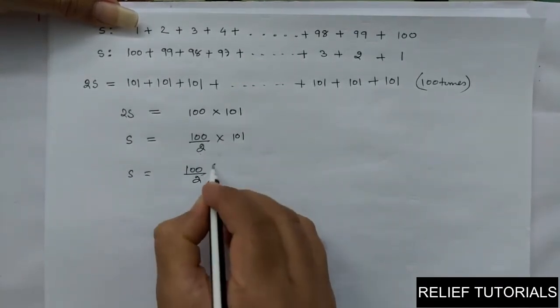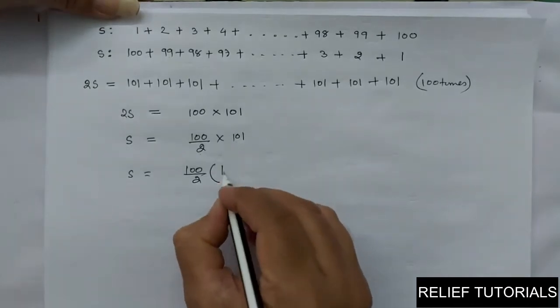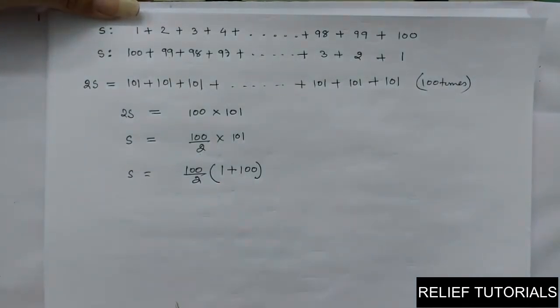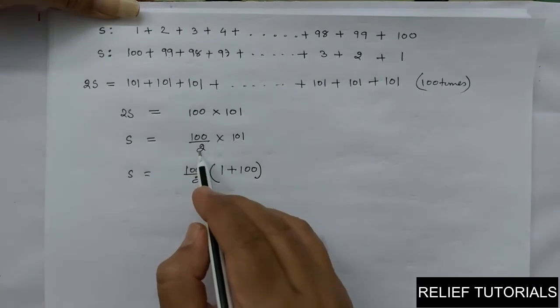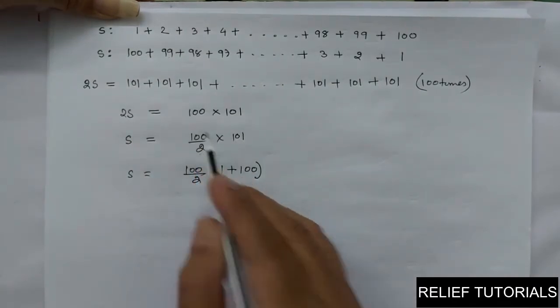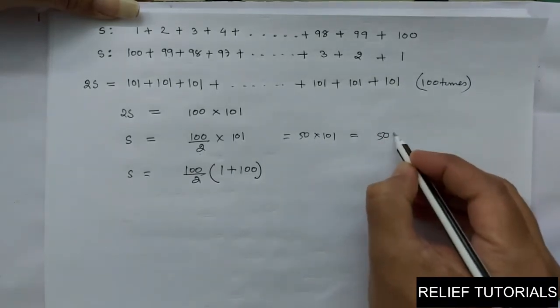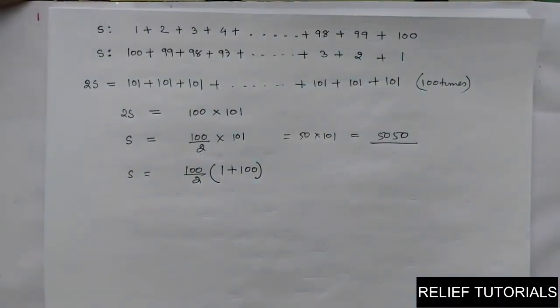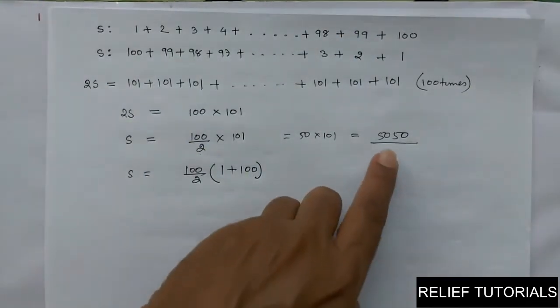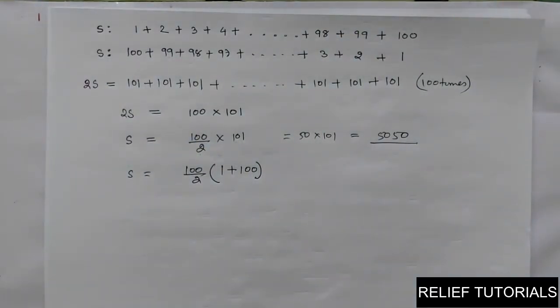Again I can write this way: 100 upon 2, and 101 I can write as 1 plus 100. Here we will get the answer 100 upon 2 into 101, 2 1s are 50s. So that is equal to 50 into 101. 50 into 101 means 5050. This is the total. Sum of these 100 natural numbers is 5050. So quite simple. Within a fraction of a second, Gauss was able to give the answer. The teacher was stunned. She was astonished how this fellow had done this problem at a very tender age, and that too in a fraction of a second.